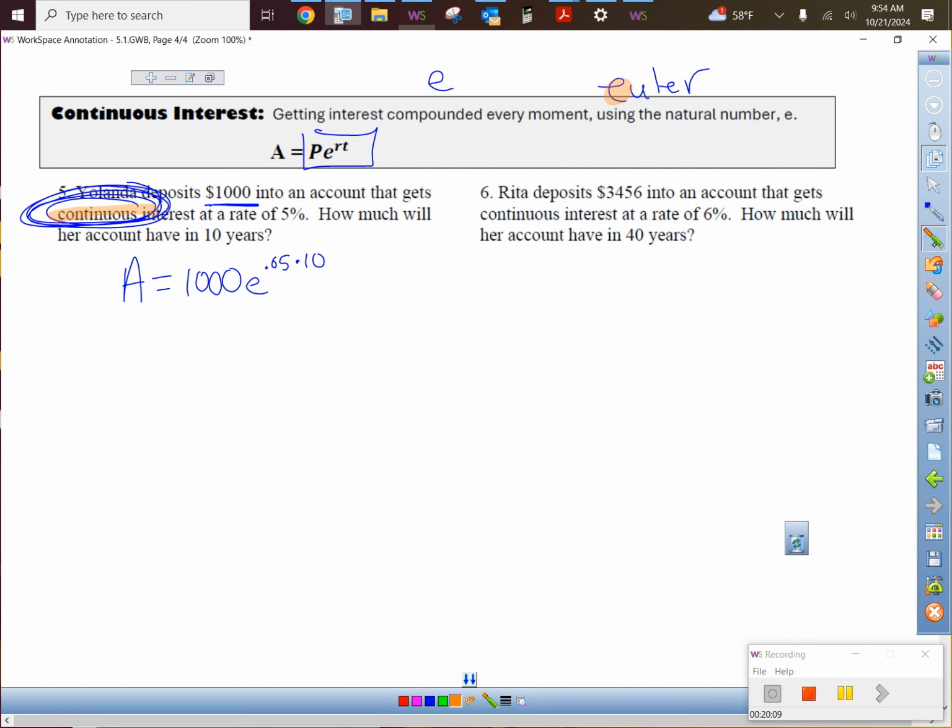So here's the scenario. 5% is pretty decent. 10 years, pretty average, and this is the best case scenario of how often we get interest. If you put money in the bank, you would get interest now, and now, and now. It is happening at a continuous rate. Best case scenario. By the way, banks don't do this, but still, this is the best case scenario.